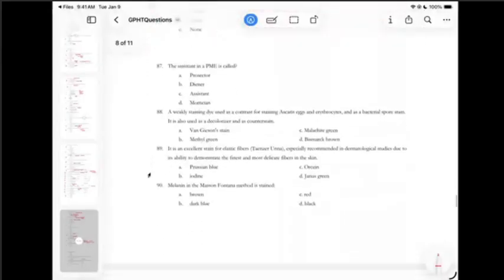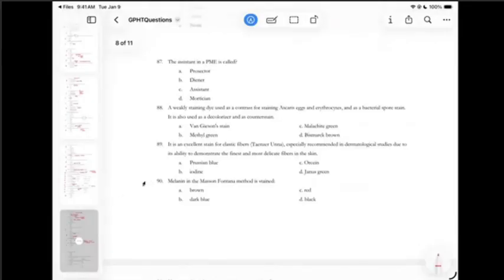86, letter A. 87, who is the assistant in a post-mortem exam? So for PME, post-mortem exam, or autopsy, or necropsy, the assistant there is the diener. The person who performs the autopsy, that's the prosector, the pathologist. The assistant, we call that letter B, diener.